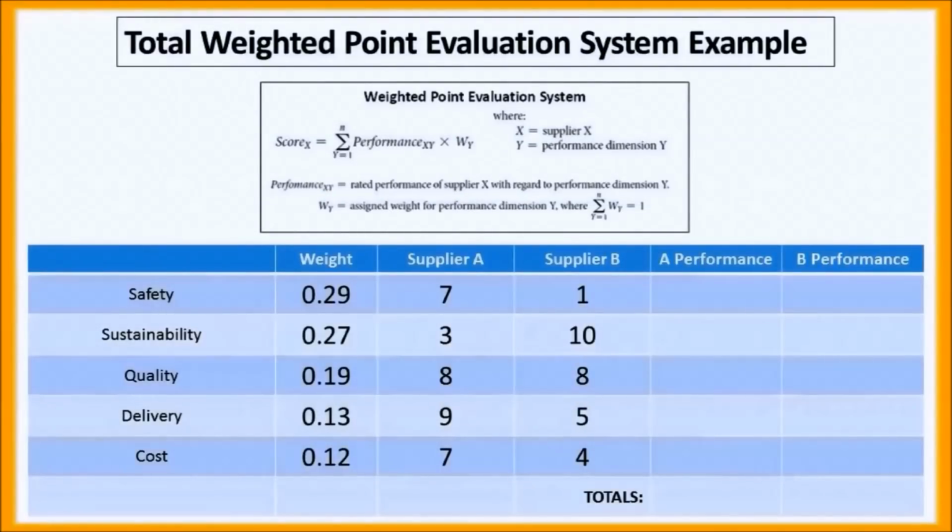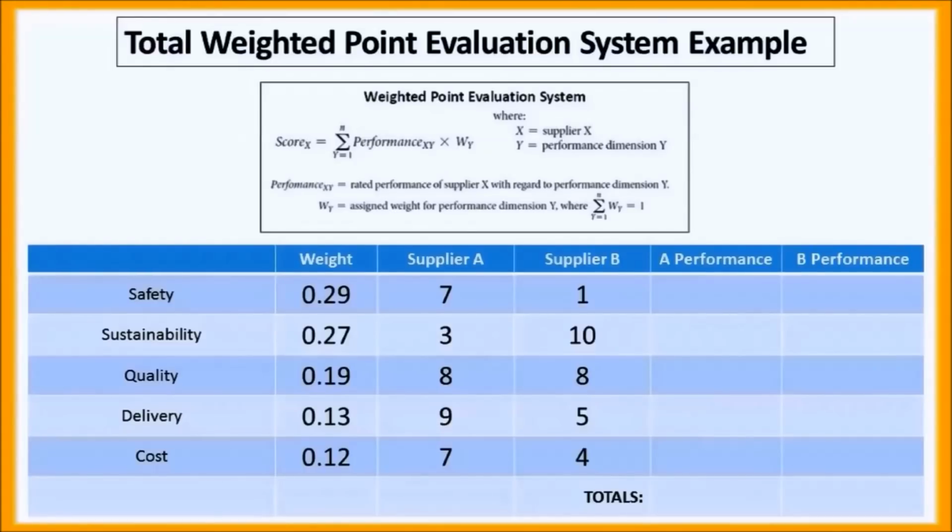Okay, next problem type is the total weighted point evaluation system, and we do have formulas for that. And so here is the screenshot of the formulas that you will be seeing on the exam for questions just like this. And this would be something very similar to what you might see on the exam. So we have several things that we're evaluating a company on: safety, sustainability, quality, delivery, cost for a particular supplier. We have 2 suppliers. We are ranking or rating those 2 suppliers where higher numbers are better. Big numbers are better, smaller numbers are worse.